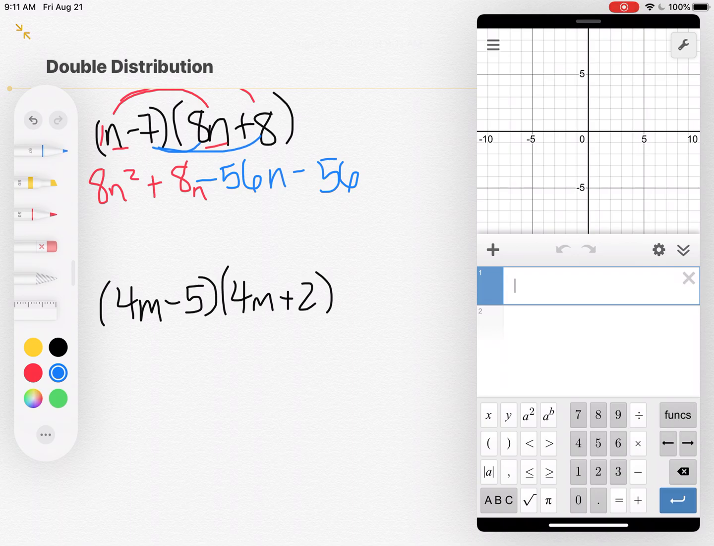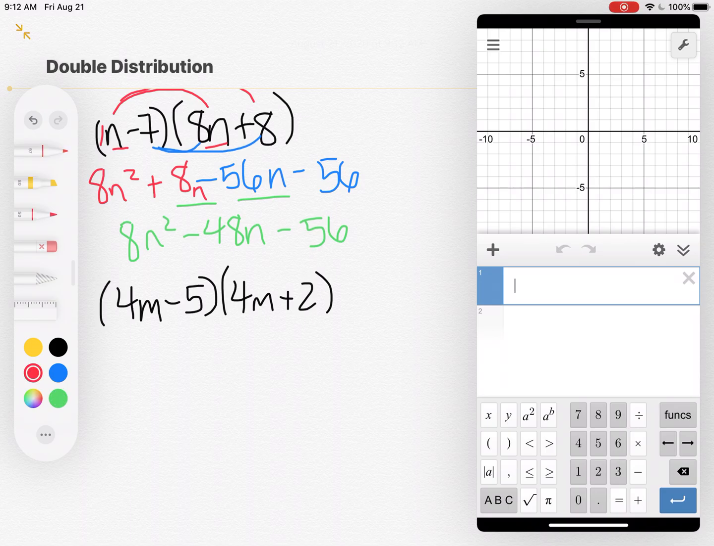From here, we want to combine any like terms that we can. So I do have two like terms, these ones in the middle. So for my final answer, 8n squared stays the same because it's the only n squared term I have. 8 minus 56 gives me negative 48n in the middle. And then minus 56 stays the same because it's the only number-only term.